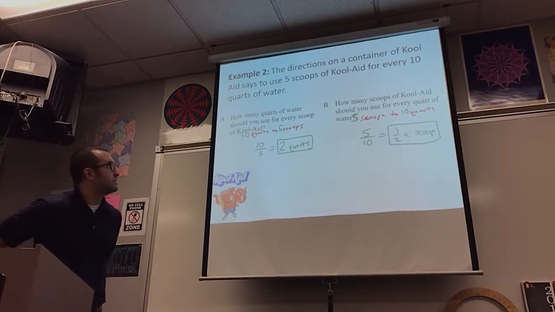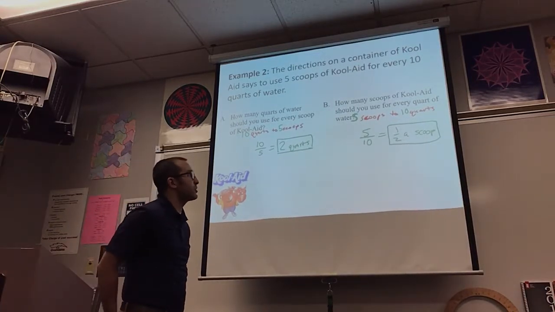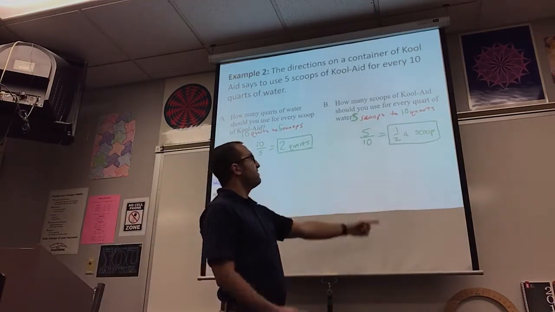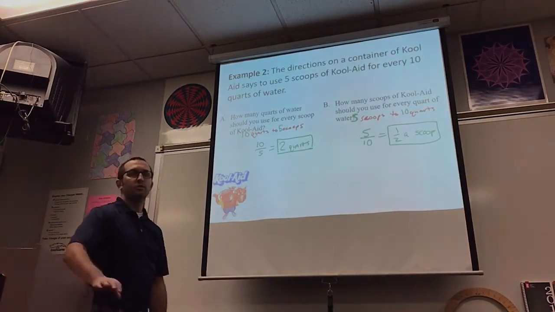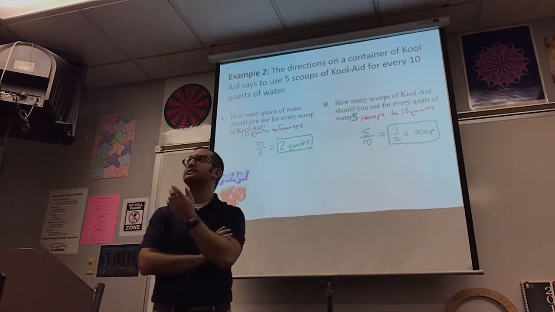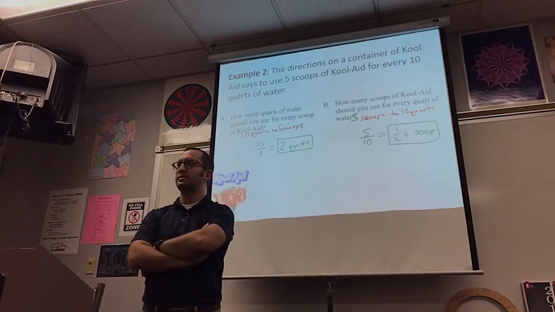Division makes a lot more sense. How many scoops of Kool-Aid should you use for every quart of water? Well, I need to use half a scoop. So the question is, what if I wanted to make 20 quarts of Kool-Aid? What about this? What if I wanted to make 7 quarts of Kool-Aid?